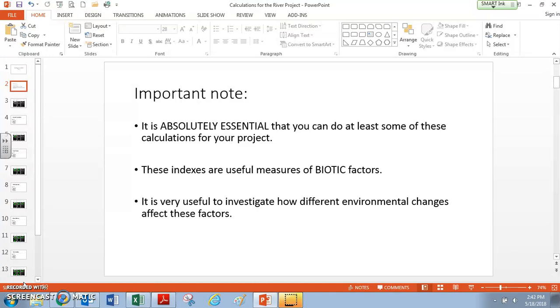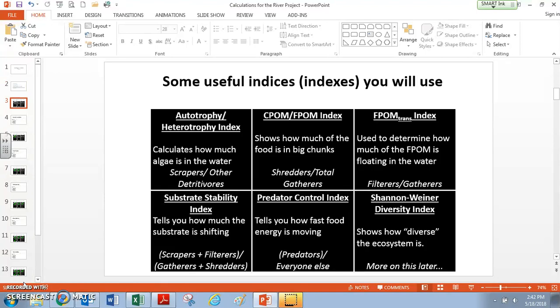These indexes are useful measures of biotic factors. So if you're trying to figure out how A affects B, B is a biotic factor, and we want to be able to calculate some of these biotic factors based on the organisms we find out there. It's also very useful to investigate how different environmental changes affect these factors. So these are going to be very important for our project. There's 6 indexes, and they sound kind of complicated, but there's really not too much to them. We'll go through each one and figure out what they are for.